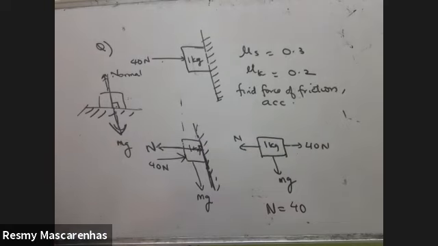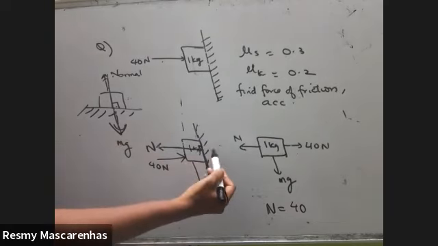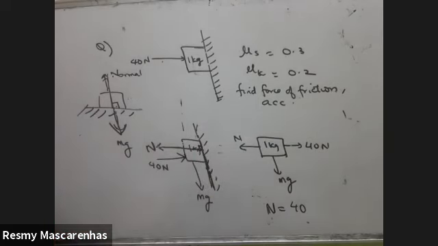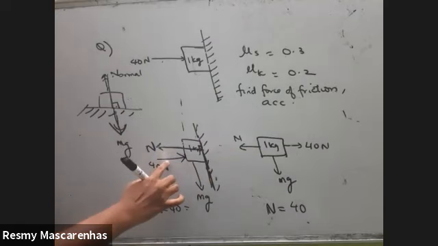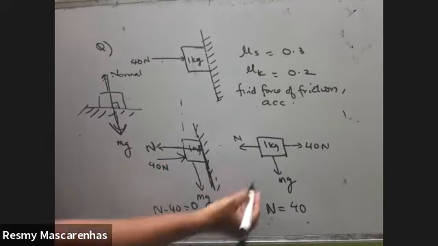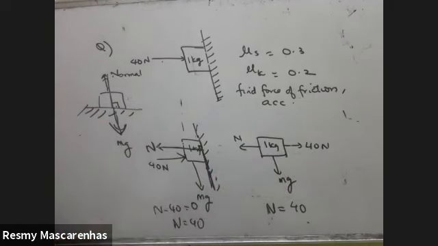Or you can take it like this also. If nothing is there on this side, there's no force this side, so N minus 40 will be equal to 0. For this one, you can take it like this also. There's no arrow this side. You are taking these two on this side. That would be N equals 40. Or straight away N is equal to 40. Whichever way you calculate, N you will get as 40.